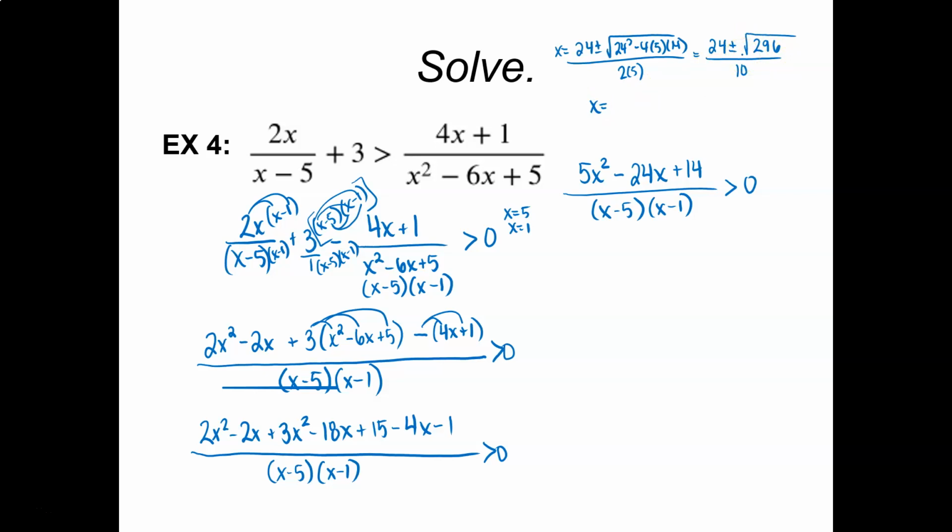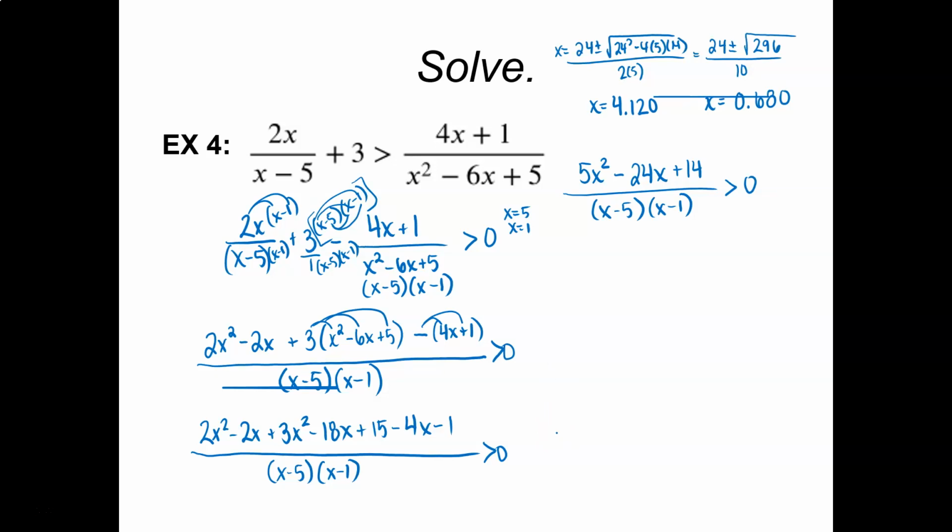So if I do 24 plus the square root of 296, divided by 10, that's going to be 4.120. I'm just going to round to 3 places. And if I do 24 minus the square root of 296 divided by 10, that gives me 0.680. Favorite number? 0.680. What a coincidence.